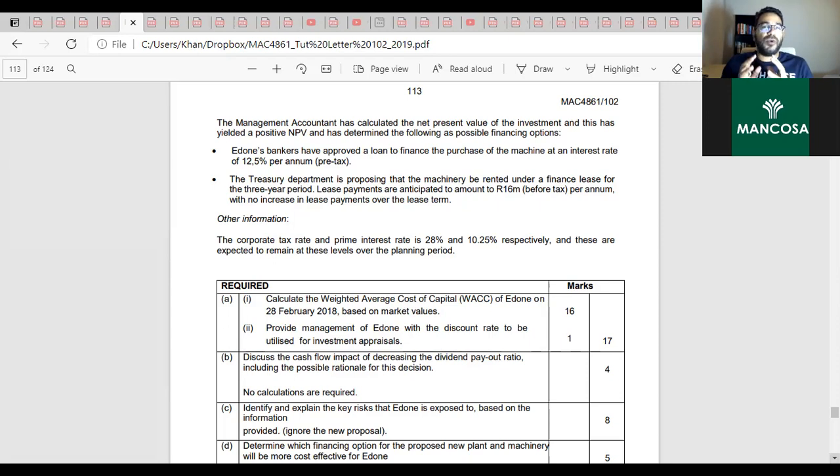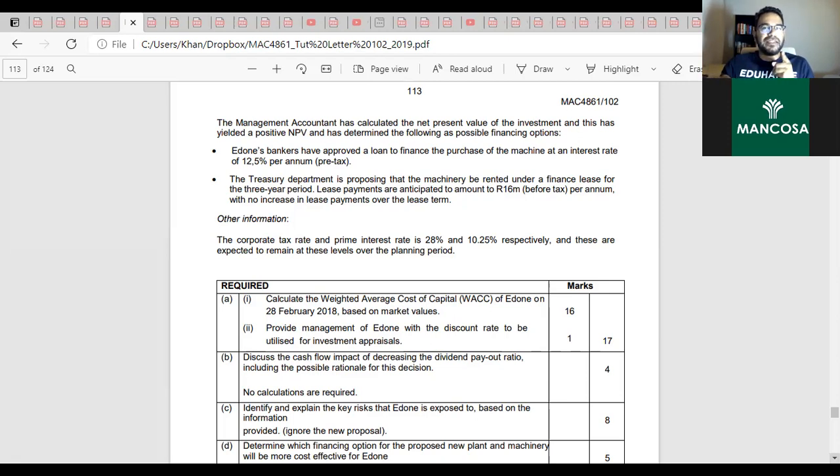Okay, so if they don't give you a target capital structure, there's no need for them to say based on market value. You must use market value. That only becomes very important if a target capital structure is given. So if a target capital structure is given, the assumption is that you must use the target capital structure.